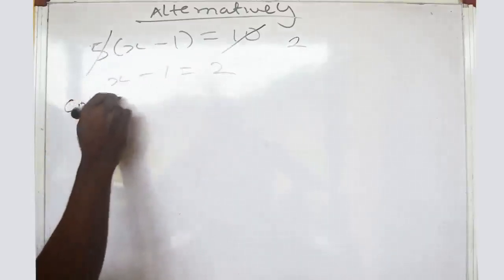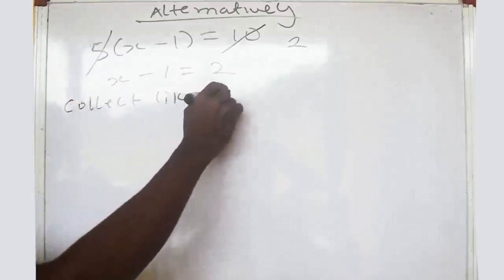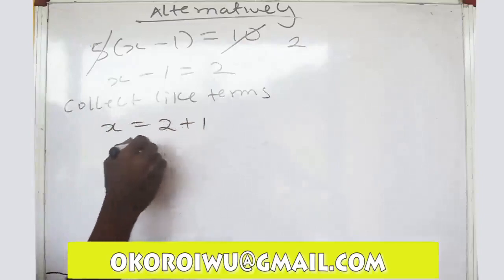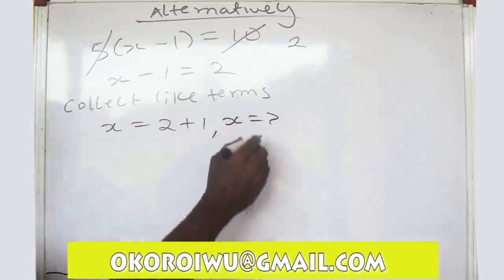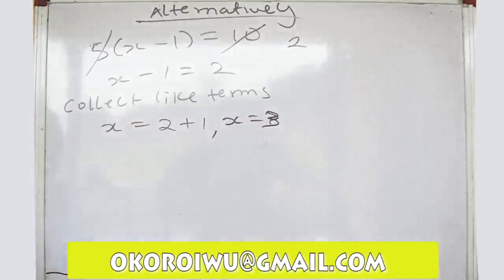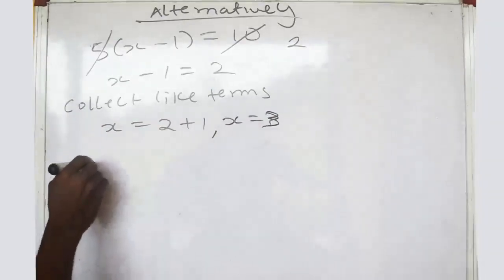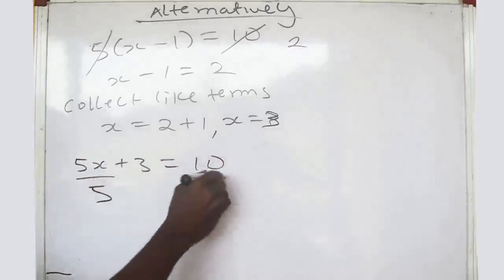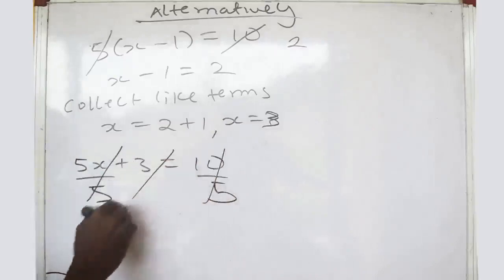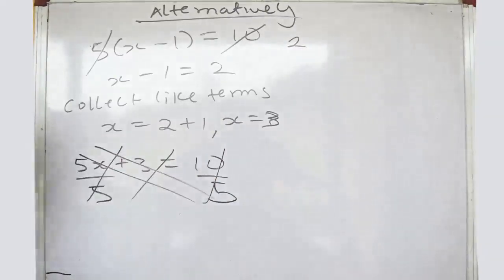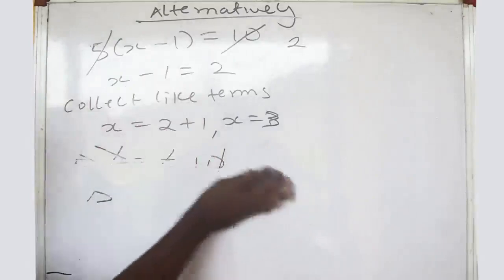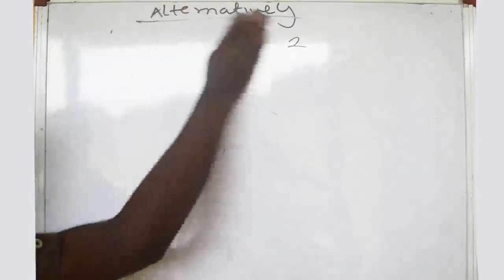When you collect terms, it will be x equal to 2 plus 1, so x is the same thing as 3. But in a situation whereby we have 5x plus 3 equal to 10, do not go and divide this by this. It doesn't work that way. If you try it, it will give you a different answer and it will be wrong. So do not try it. You can only divide when you see multiplication, only multiplication.